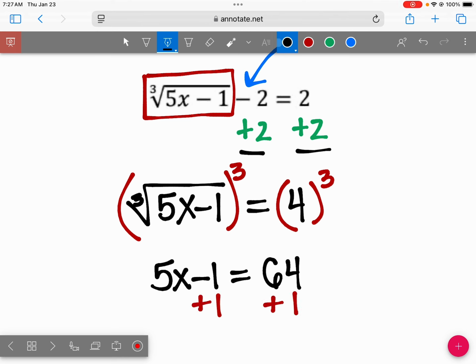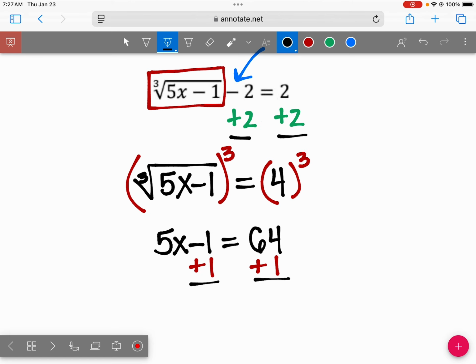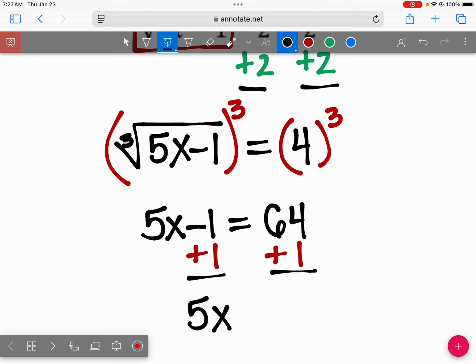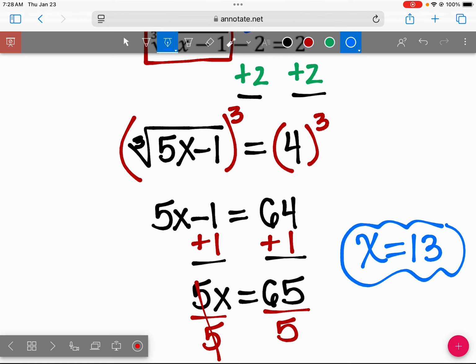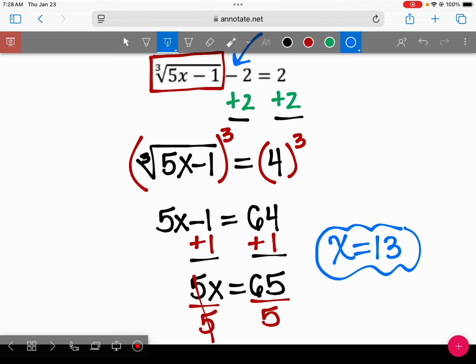So we add 1. And we divide by 5. So what is 65 divided by 5? 13. Anybody else get 13? And that would be our final answer. Any questions so far? So I guess cube roots would be a little easier because we don't have to do a check.